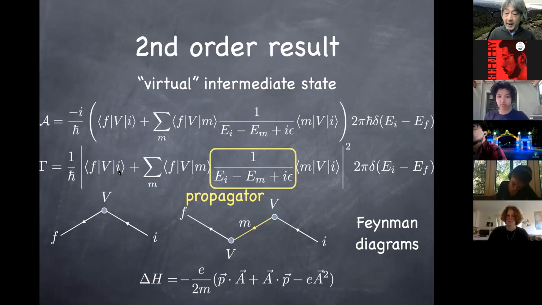And the initial state has one electron and one photon. And this A would annihilate the photon in the initial state. Another power of A creates a photon that goes into the final state, but in a different direction, so that this describes a scattering process of an electron and a photon.